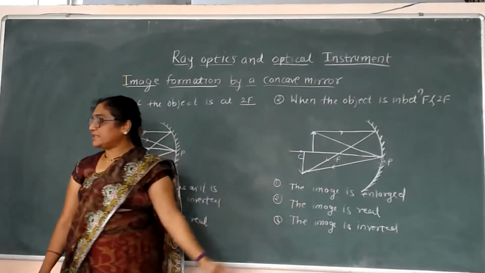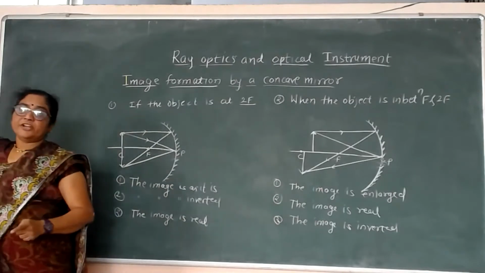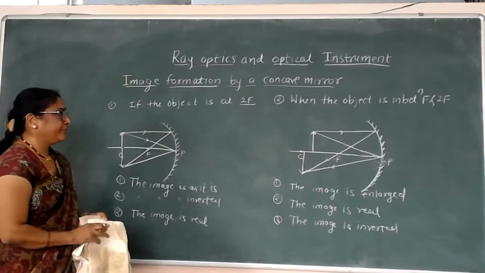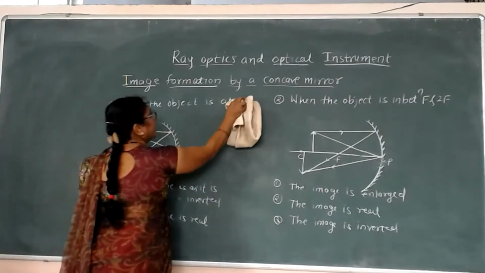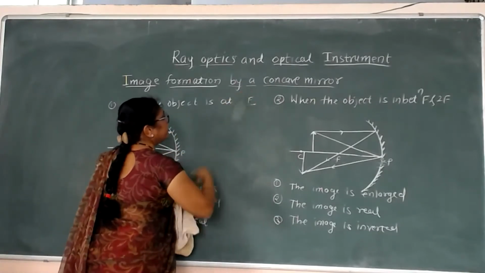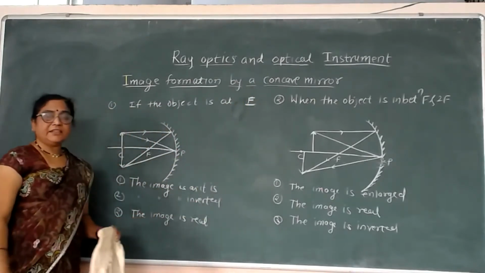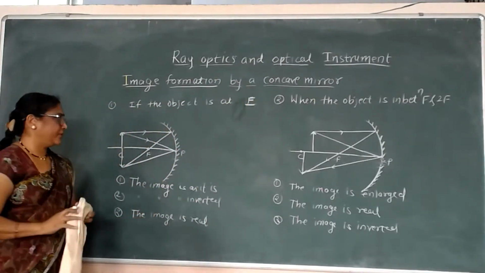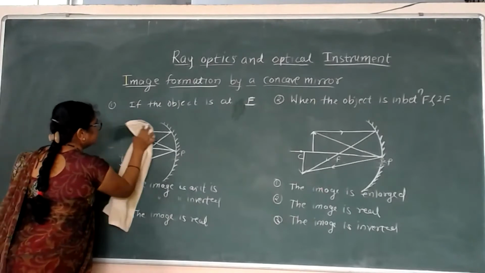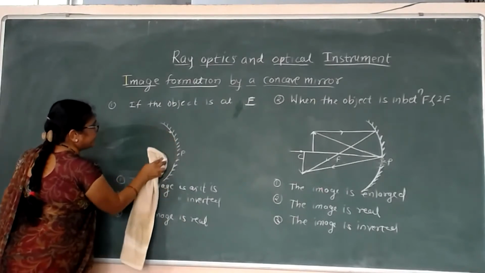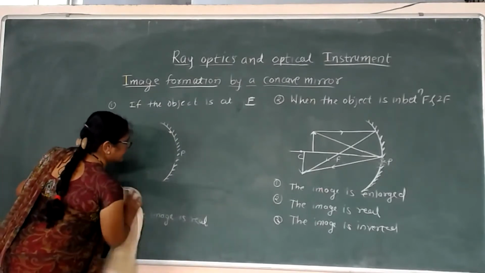So this is the explanation for the image when the object is situated between f and 2f. This is the third figure. When the object is situated on f, means when the object is situated on the principal focus, then what size of the image is formed?